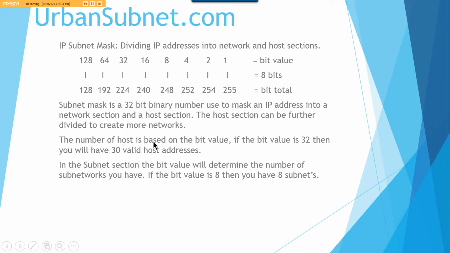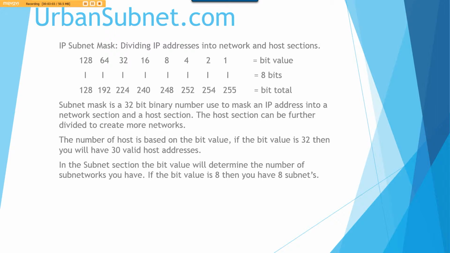The number of hosts is based on the bit value. If the bit value is 32, then you will have 30 valid host addresses. In this particular case, when we're talking about hosts on a network, you have to minus 2, because each network has a network address which you cannot assign to a host, and it has a broadcast address which you cannot assign to a host. So you have to minus 2 when you're talking about the number of devices that you're going to connect to your network.